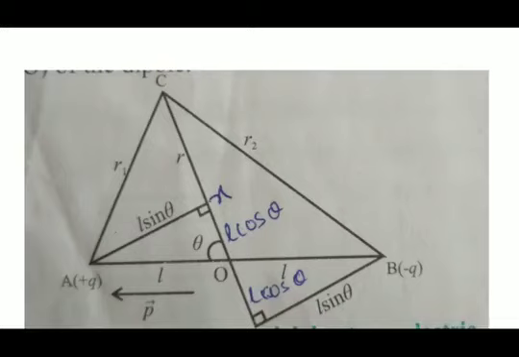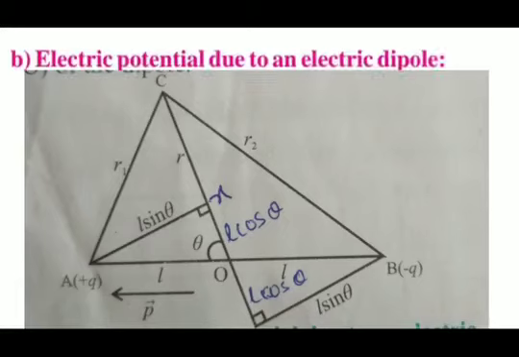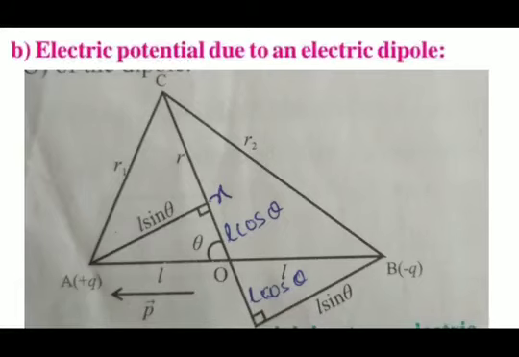Now, electric potential due to an electric dipole. So this is the diagram. Now let us consider a point C. As you can see here, this is the point C near the electric dipole at a distance of R. So you can see here, this is the electric dipole.